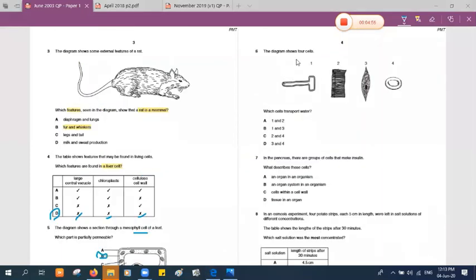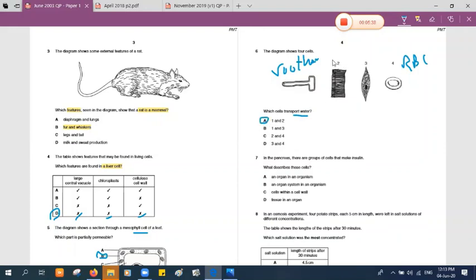The diagram shows 4 cells. Here we have these 4 cells. Which cells transport water? Okay, here we have, this is a root hair cell. And this is a red blood cell. I don't want to say the answer. I want you to think. So what do you think? Which type will it be? So number 6 is A.